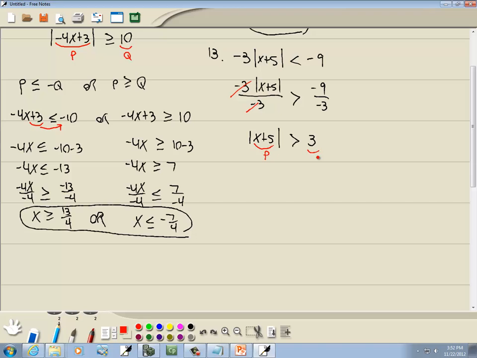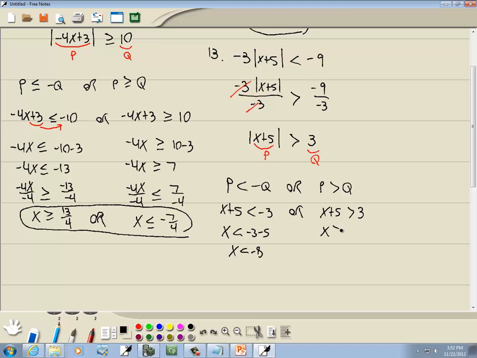Now this is P, and this is Q. For the greater than, our formula says P is less than negative Q, or P is greater than Q. You have to plug in all of this. P we said was x plus 5, so we got x plus 5 is less than negative 3, or x plus 5 is greater than a positive 3. And then I'll take the 5 over. We get negative 3 minus 5, or x is less than negative 8. Here, take the 5 over, becomes a negative 5, and 3 minus 5 is negative 2. So we get x is less than negative 8, or x is greater than negative 2. And that's our answer.